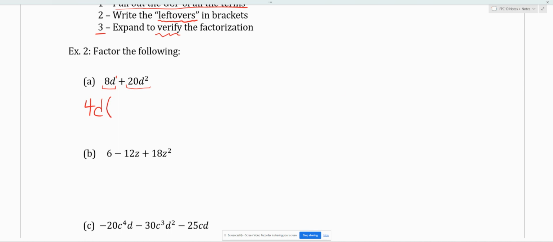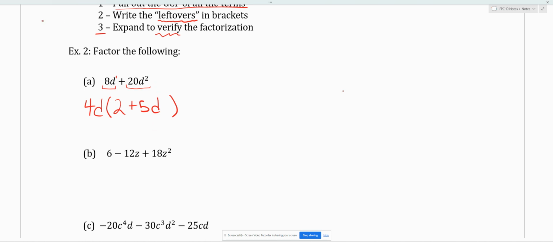And now let's figure out our leftovers. Well, our leftovers, one way of thinking of it is whatever's left over will be the same amount of terms that I started with. So I have 2 terms. I'm going to have 2 terms in my leftovers every single time. And so this 8d, one way to think of it is 4d times what gives me 8d? Well, that would be 2. And then 4d times what would give me 20d squared? Well, that would be positive or plus 5d.